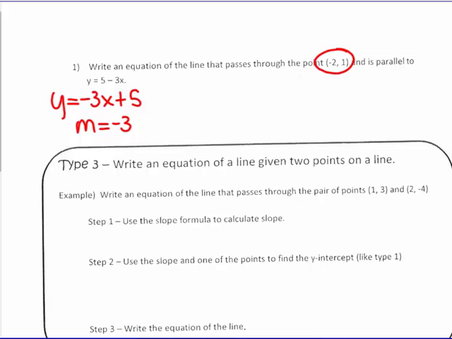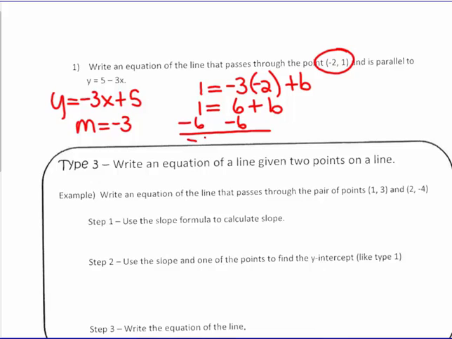So y is 1, so 1 has to equal my slope, -3, times x, which is -2, plus my b. I don't know that. -3 times -2 is +6. So 1 equals 6 plus b. Subtracting 6 from both sides, you get -5 equals b. So the equation is y equals m, which is -3x, plus b, which is -5. So y equals -3x minus 5. That's type 2.